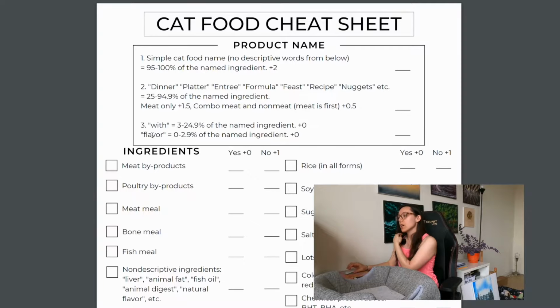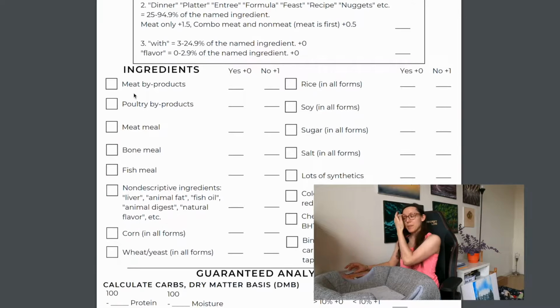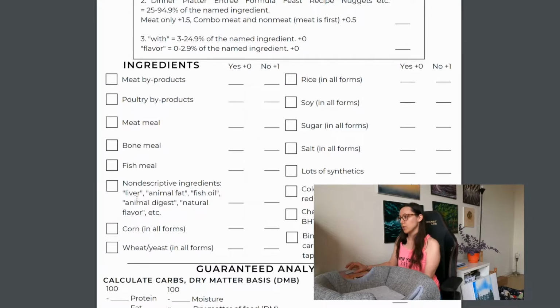And then again, the most common ingredients that you'll see: meat byproducts, poultry byproducts, meat meal, bone meal, fish meal. These are all very nondescript and they could possibly be rendered ingredients which might contain 4D meats: dead, diseased, dying, or disabled. Other nondescriptive ingredients include liver. So instead of saying chicken liver, beef liver, lamb liver, it just says liver. Well, where did it come from? Which animal provided this liver? That is something that you want to avoid, that mystery right there.